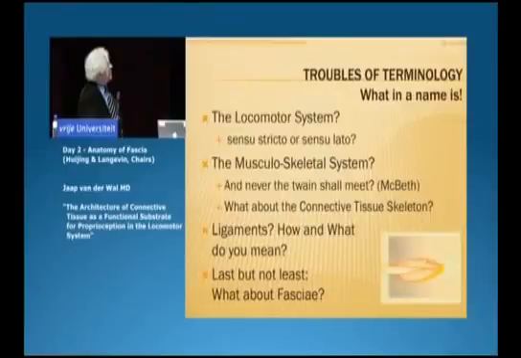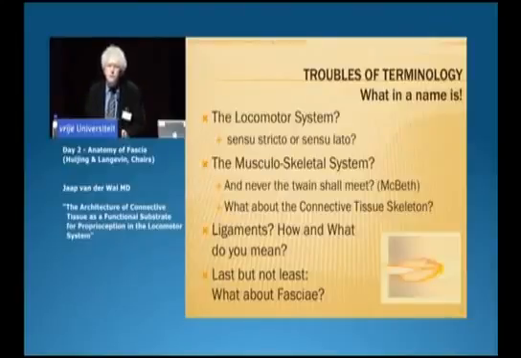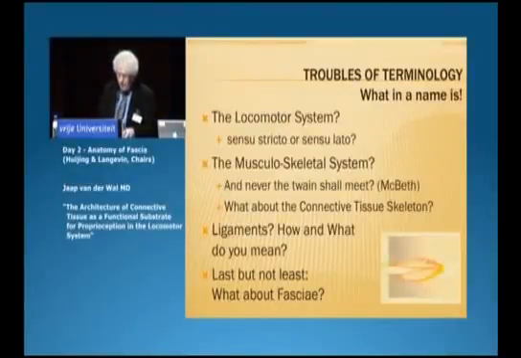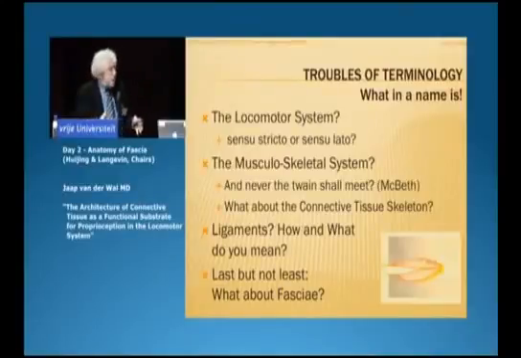Let me go to some examples. Locomotor system. What is a locomotor system? So many of you think that a locomotor system consists of the holy trinity of joints, muscles and bones. But that's not the locomotor system. You have to include everything that has to do with the nervous system. And not all the nervous system, maybe the input part and the output part. Locomotor system maybe in a strict sense or broad sense.